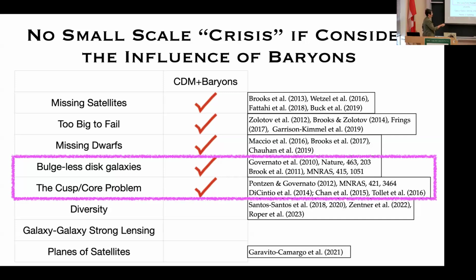I'm now going to do a deep dive on the newest problem, the diversity of rotation curves problem. I put up a couple of other problems here, which I probably won't get to talking about today. The first is the fact that there is an issue in galaxy strong lensing: you see more dense things than is predicted in CDM. The reason I put this up here is that I strongly suspect the solution might be related to what I'm going to talk about in terms of diversity. And then some people say that the planes of satellites is a problem, and some people say it's not. I'm just going to leave it at that.